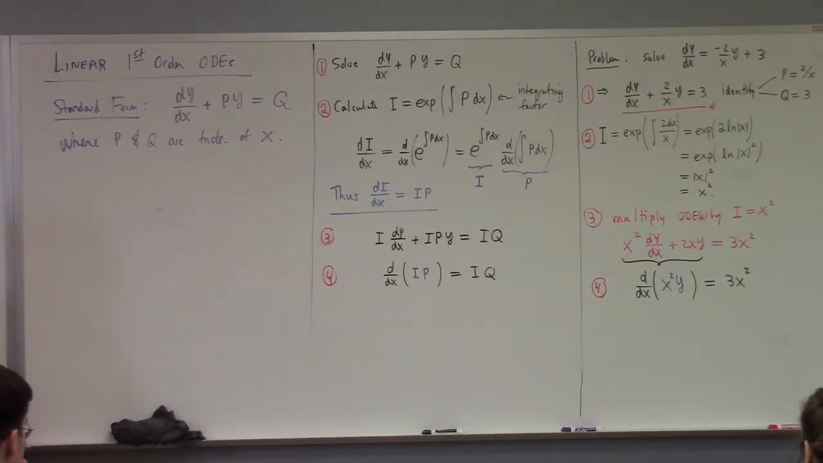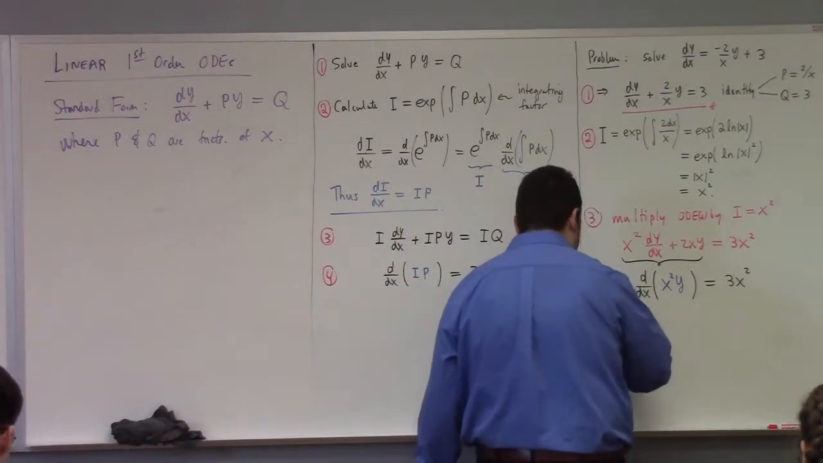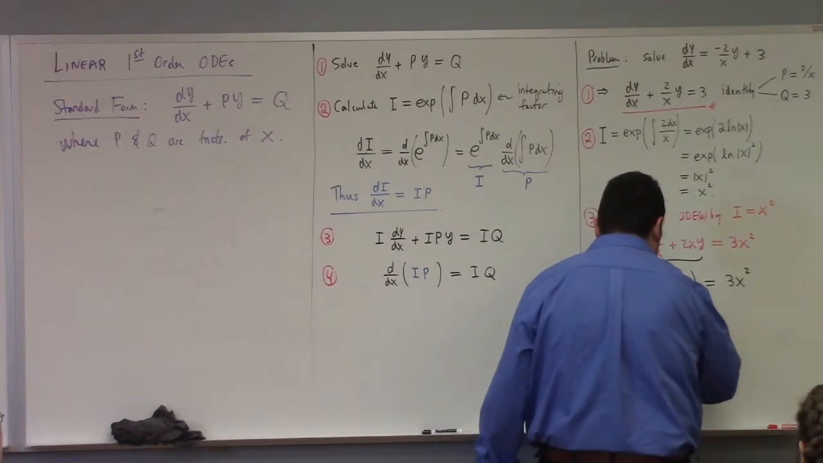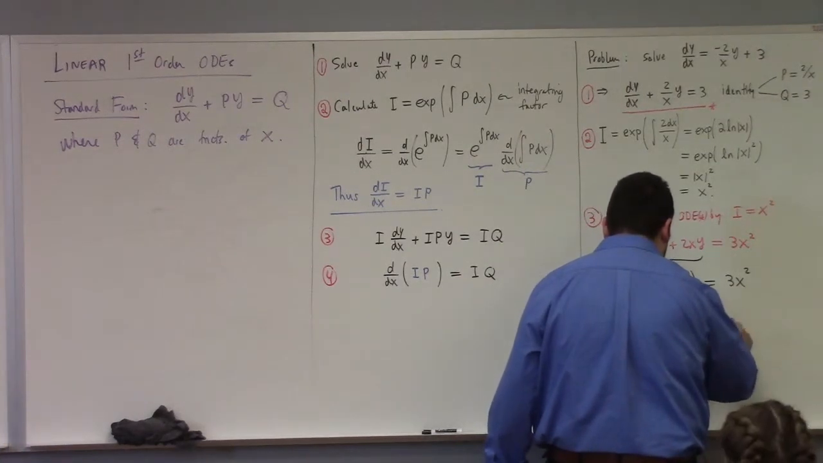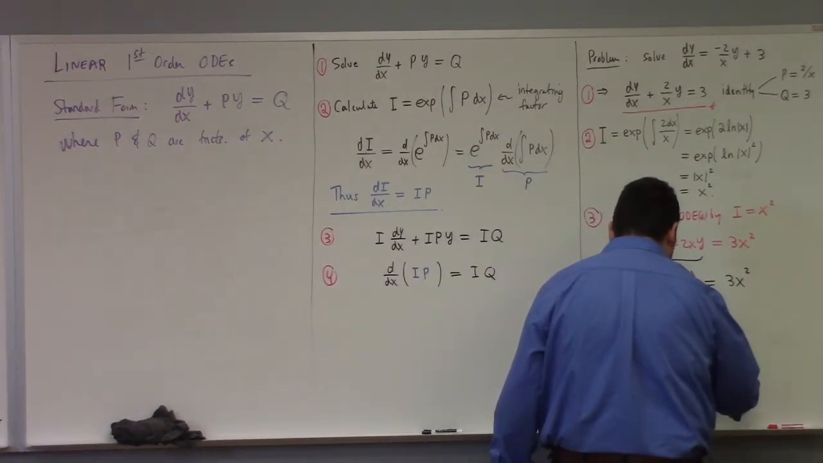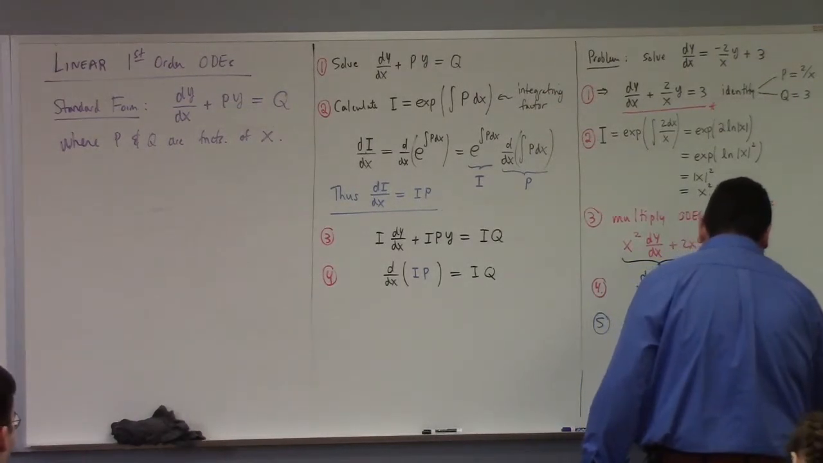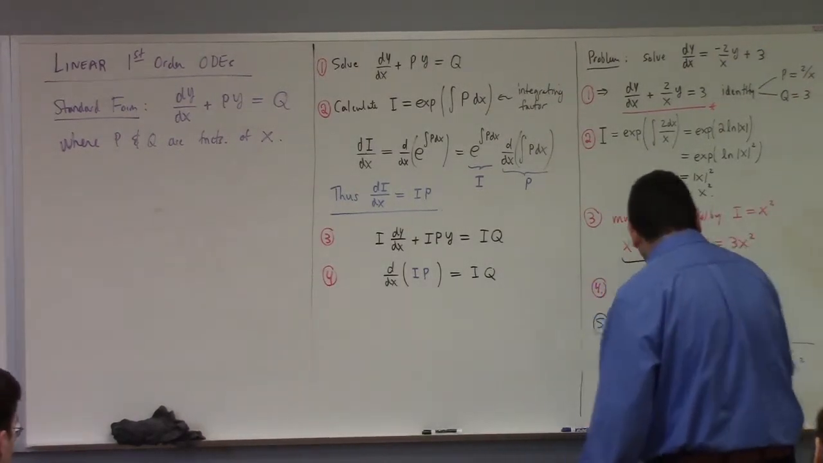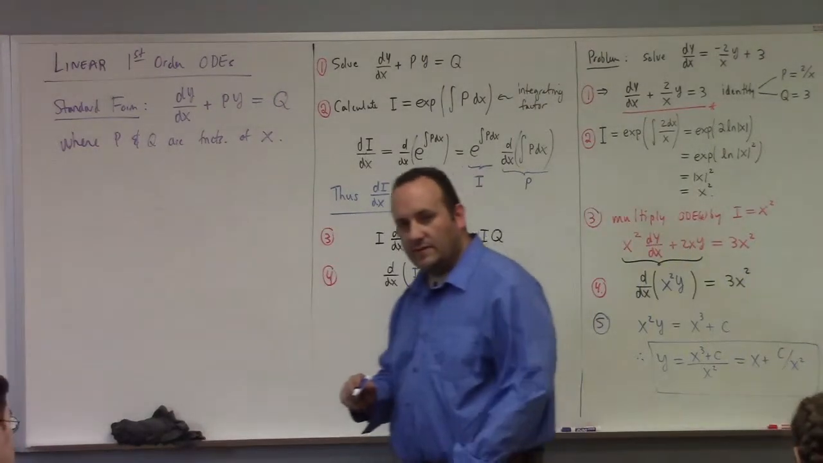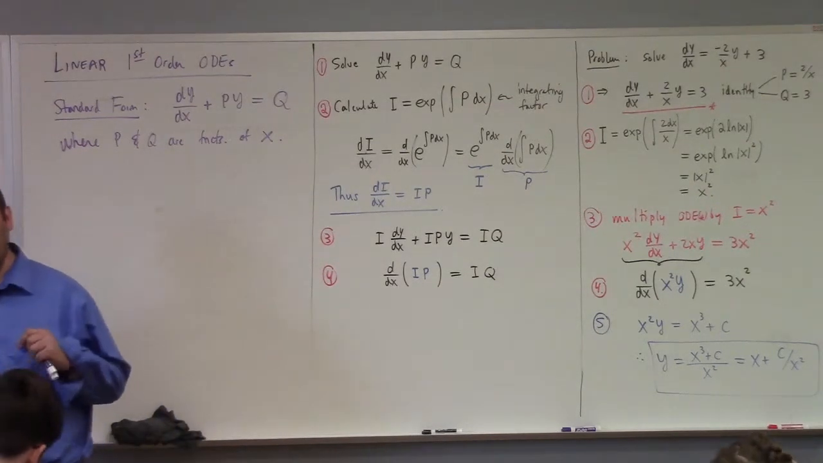Now how do we isolate y then? Just integrate both sides. So step 5, integrate. We get x squared y is equal to x cubed plus a constant. Therefore, y is equal to x cubed plus a constant over x squared, or if you like, x plus c over x squared. There you go. That's the solution to the differential equation using what is known as the integrating factor technique.